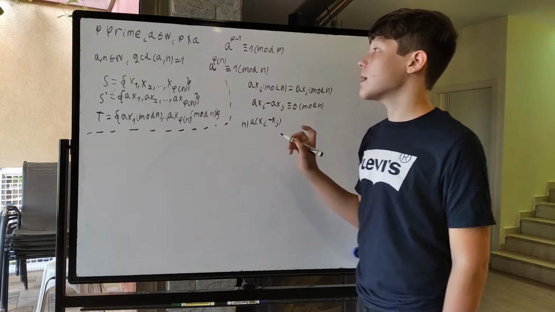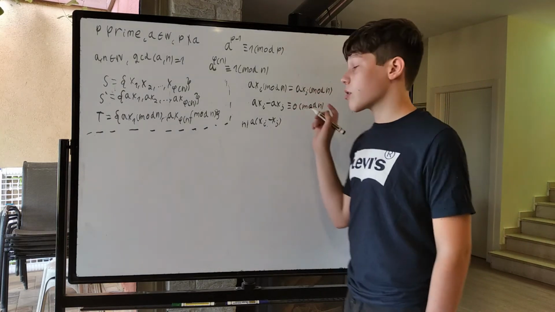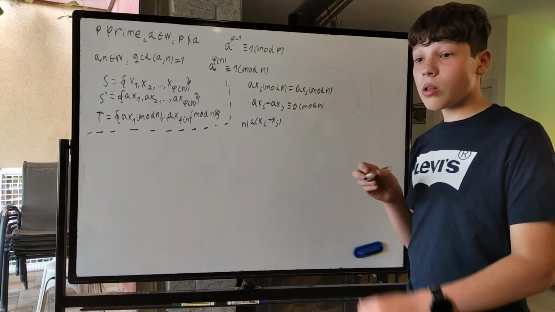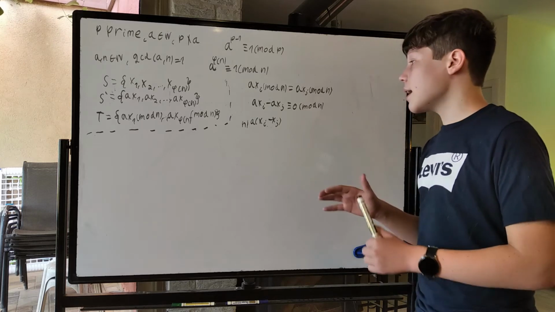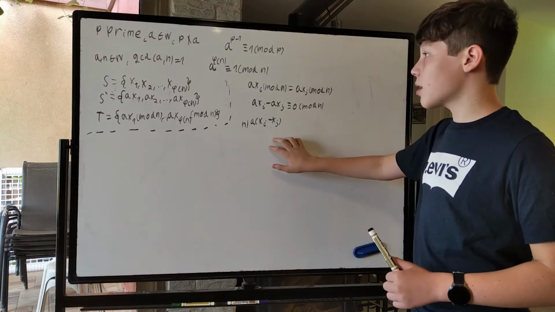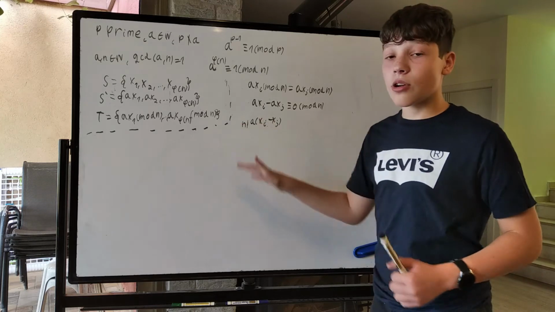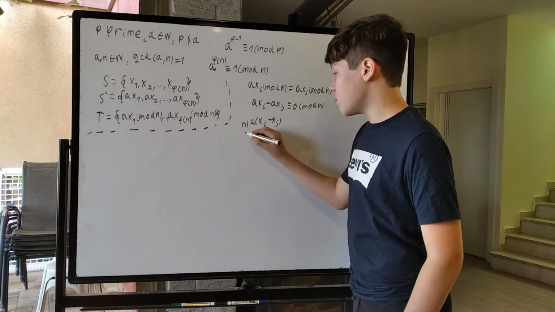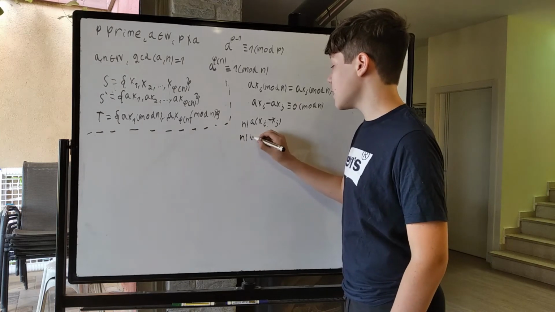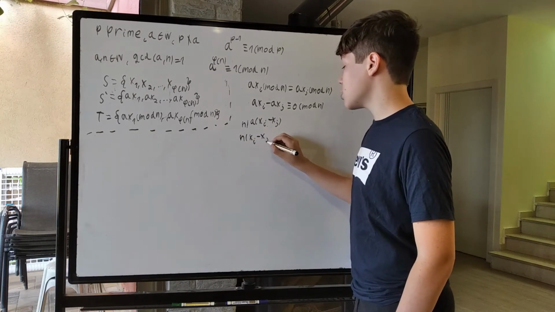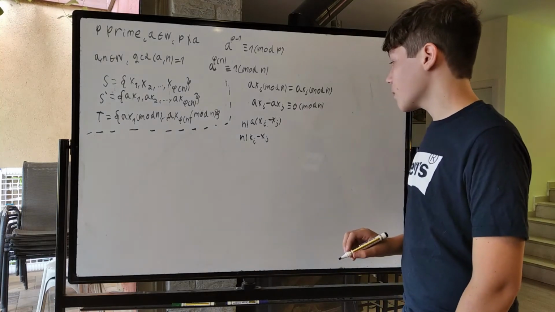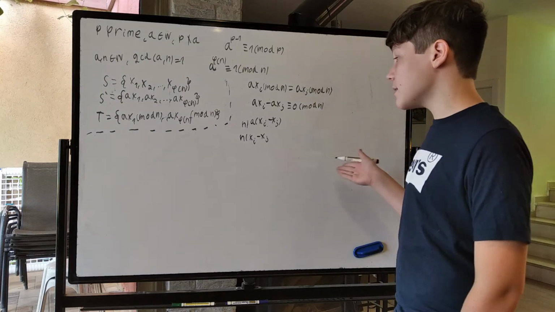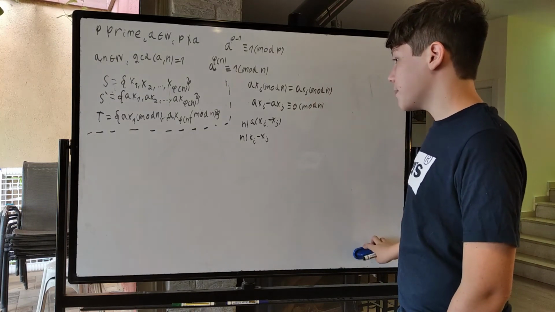But now, because a and n are co-prime, if n divides this, that means that all the things in n have to go here, in this product. But a and n are co-prime, so they can't go into a, which means that n will have to divide x_i minus x_j. So n divides x_i minus x_j.